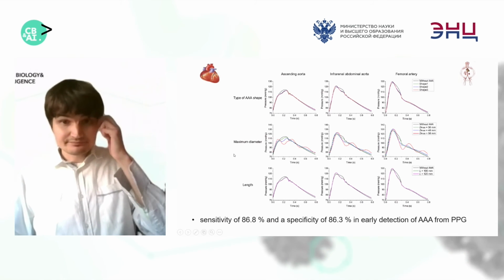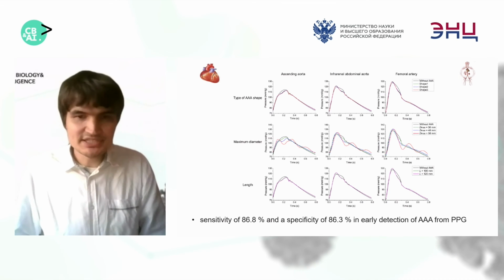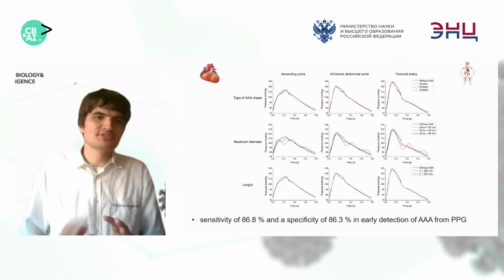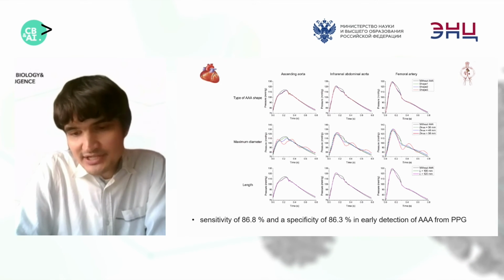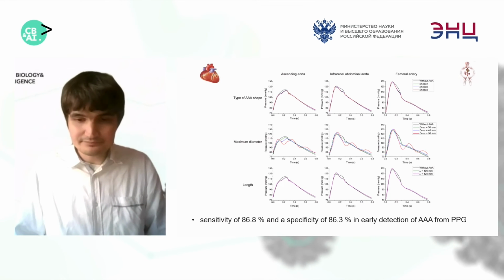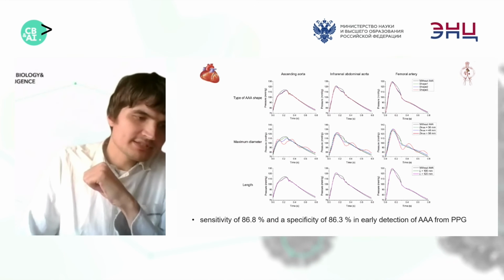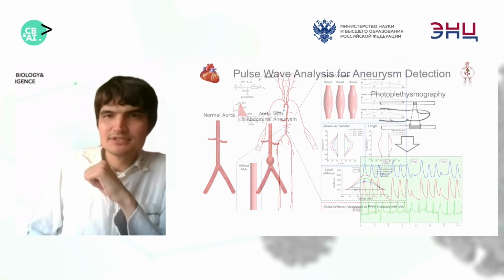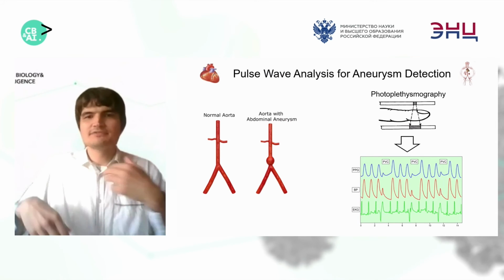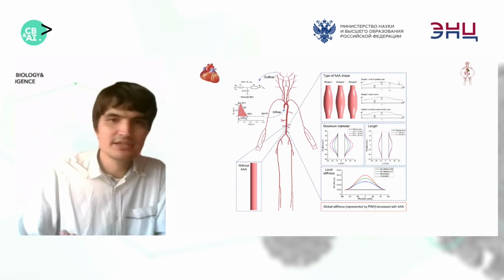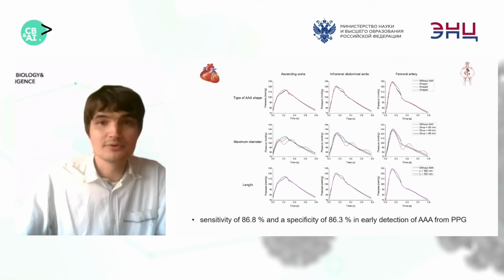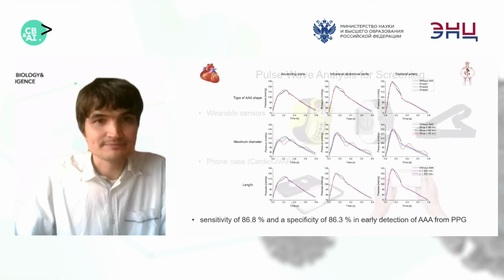In this particular study, it was shown that we can predict the detection of abdominal aortic aneurysm with a sensitivity of about 87%, which is very good precision for early detection and for this kind of non-invasive screening. I would like to emphasize that this method relies on simple photoplethysmography. It's very easy to obtain. You just put a sensor on your finger. You don't have to perform CT scans or MRI scans. Basically, this approach can be used for early screening for this cardiovascular disease.